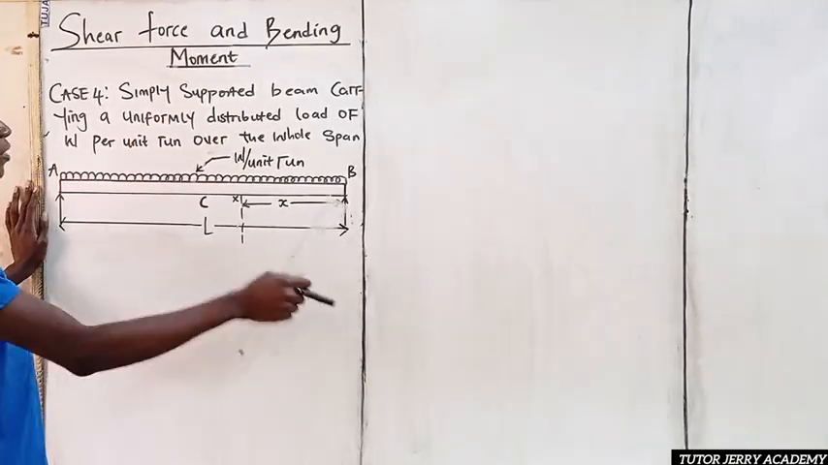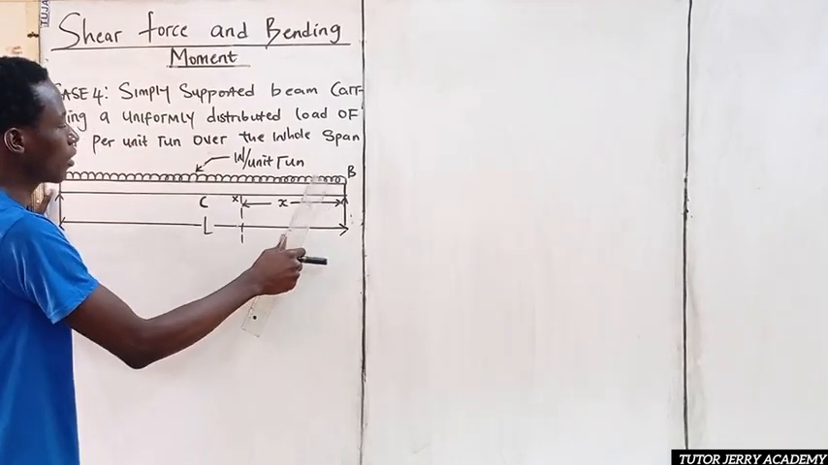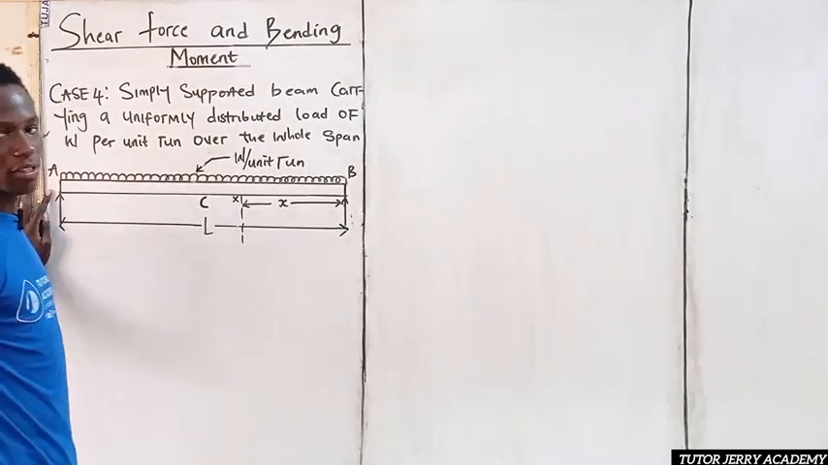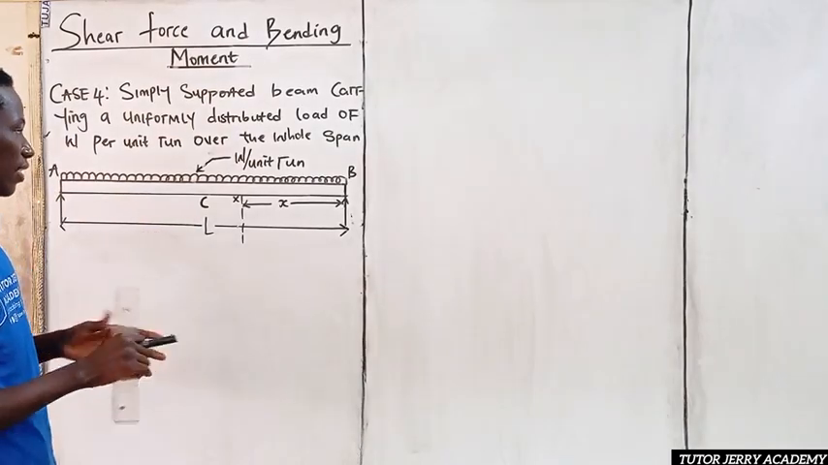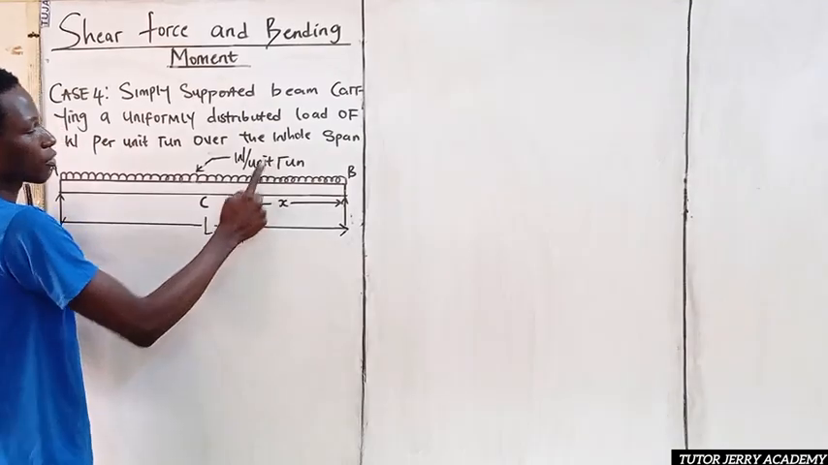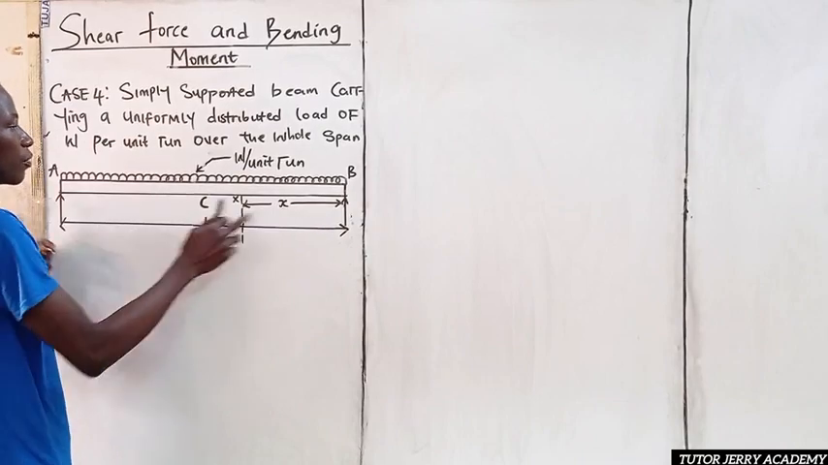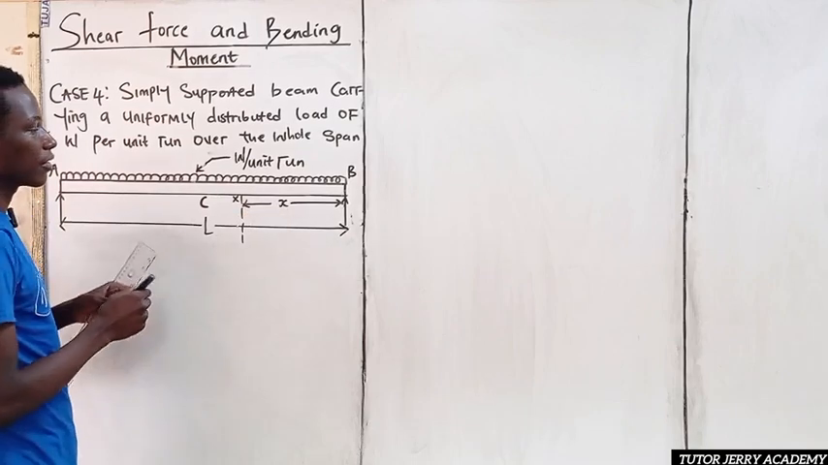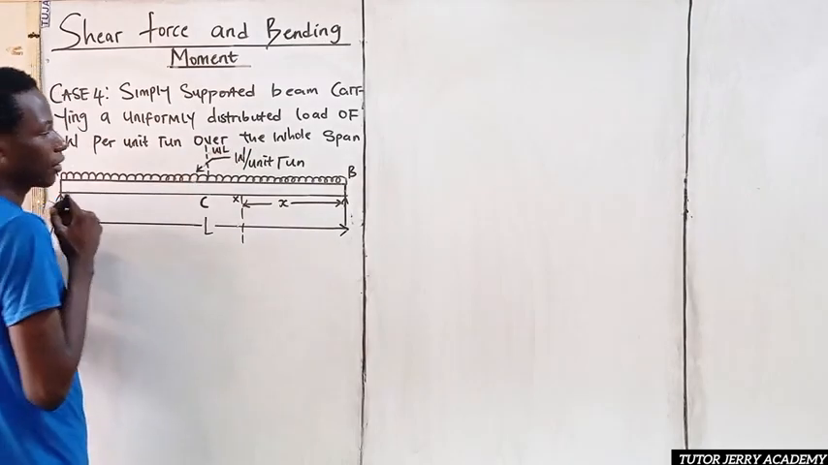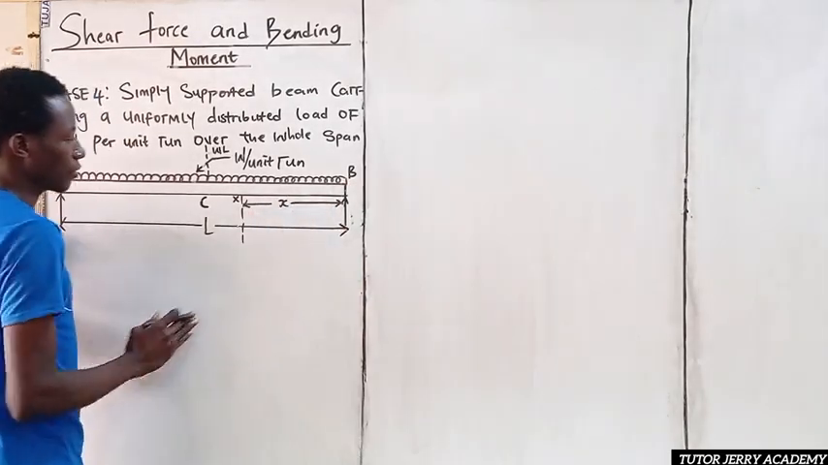Now the whole length of this beam is AB. If we are to convert this uniform distributed load to a point load, we multiply it by the length that the uniform distributed load covers, that is the total span of the load. So the load from A to B, converted to a point load, will be W multiplied by the total length, which is L. So this place will be WL. This is when we are considering the beam from A to B.